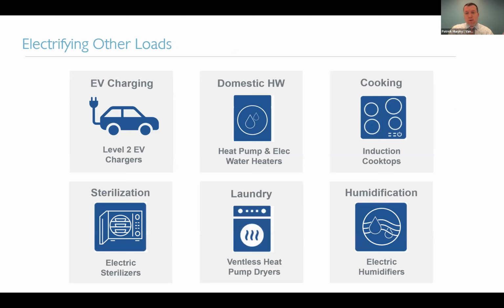And I'd be remiss not to acknowledge that there's lots of other loads in buildings that have historically been fossil fuel based that we are starting to electrify. And that includes the transition of the transportation sector onto electric. We're adding EV chargers that are now in the energy code, domestic hot water generation, cooking, for labs and healthcare, sterilization, for lots of different applications, laundry, humidification. All those are areas that there are strategies to electrify and get off of fossil fuels.